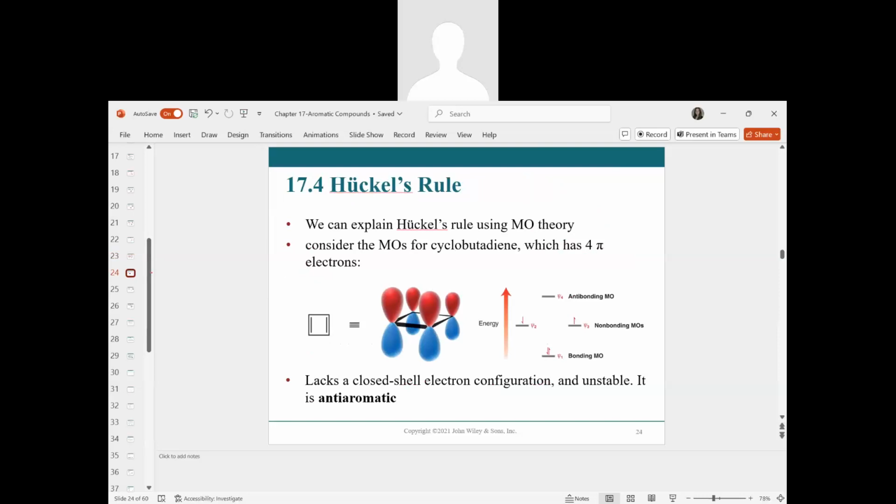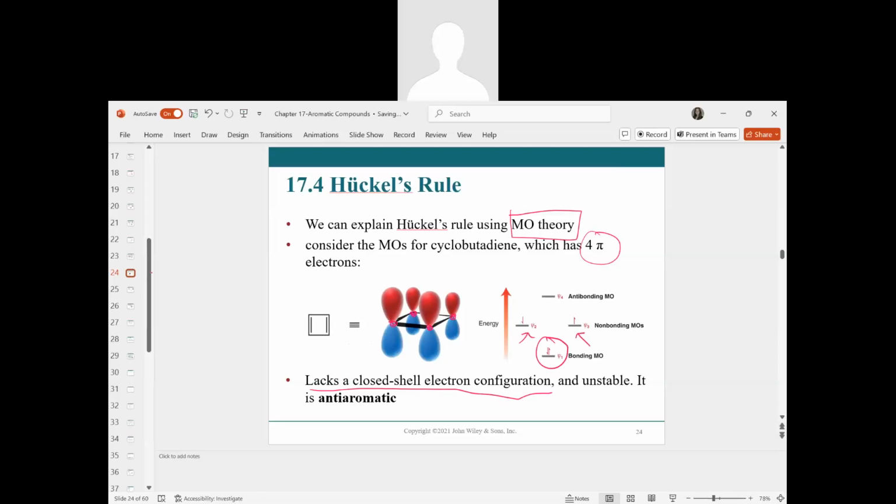We can explain Huckel's rule if we take a look at cyclobutadiene from a molecular orbital theory perspective. We want to consider these molecular orbitals for cyclobutadiene, and we noted previously that there are 4 pi electrons, and this is what we see here. All of these p orbitals on each of the carbons are overlapping, and we have a fully conjugated structure. But what we see is that we lack a closed shell electron configuration, that is, paired electrons in all of the occupied orbitals.